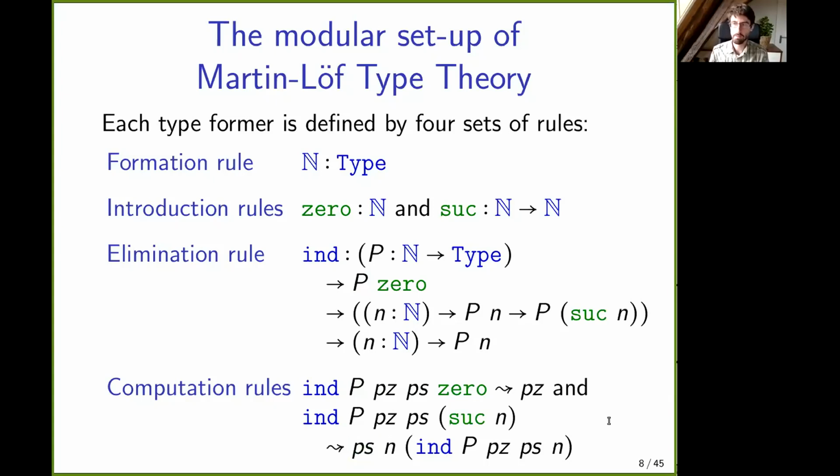And these computation rules are important because they are applied automatically by the type checker of a proof assistant or dependently typed language. So this is something that happens automatically. We don't have to worry about that ourselves as the user of the system.